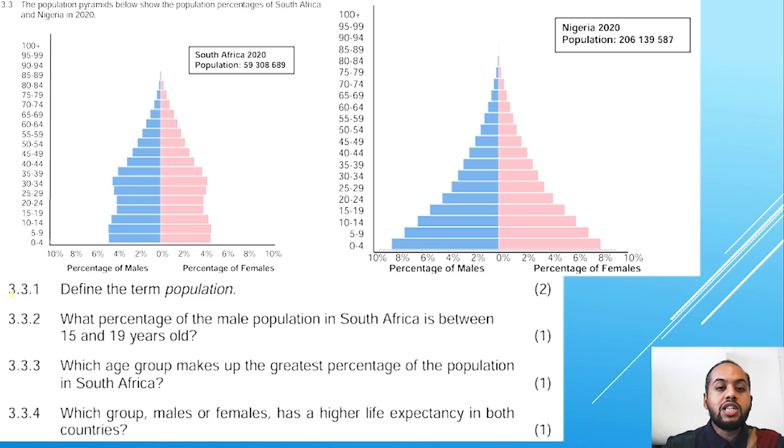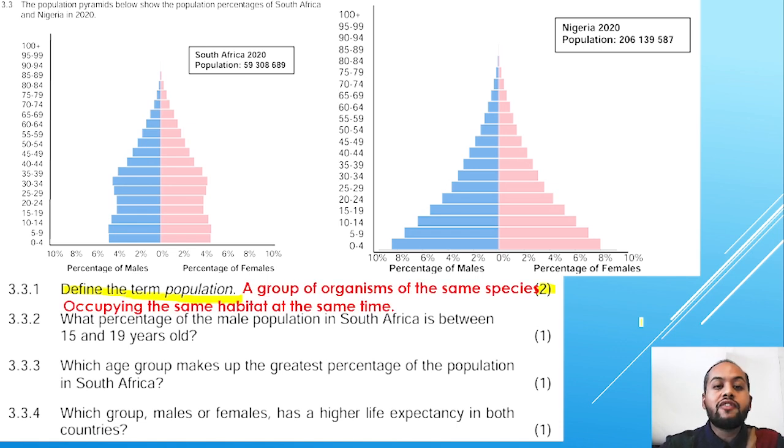The first question, 3.3.1, says define the term population. Remember, you need to be able to differentiate between the term population and a species. If they're only asking you to define a population, you can simply say it's a group of organisms of the same species occupying the same habitat at the same time. That phrase is very important, occupying the same habitat at the same time.